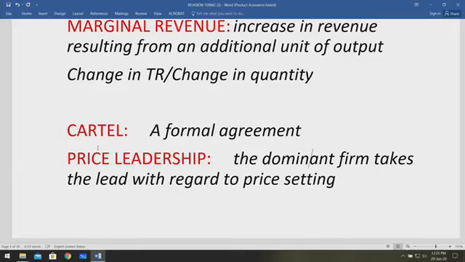And then your price leadership, on the other hand, is where within a market structure, the dominant firm takes the lead with regard to price setting, and then the others will follow. You will always see this with your cell phone service providers. As soon as one firm starts dropping their prices, price rates or whatever, you will see the others then also follow and do the same, right? So these are situations that we find particularly within the oligopoly market structure.